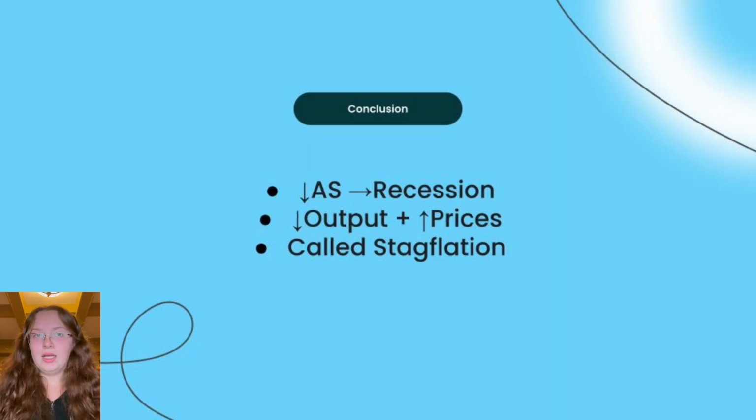So, in summary, a negative supply shock shifts aggregate supply to the left, causing a recession characterized by lower output and higher inflation.